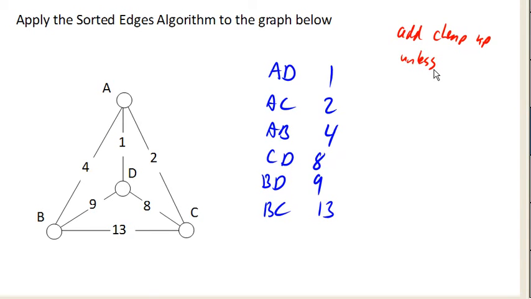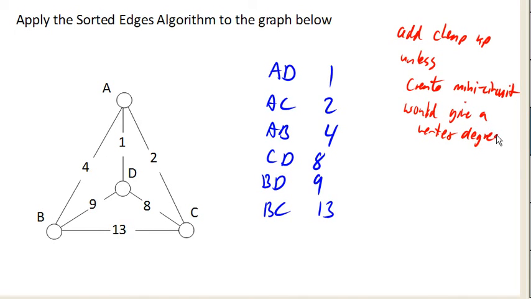So either it would create what I'm going to call a mini circuit, and a mini circuit would be something like this, where it is a circuit that does not include all the vertices. So we don't want that, and we don't want any edge that would give a vertex degree 3.